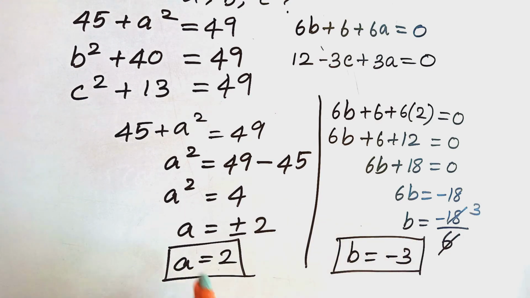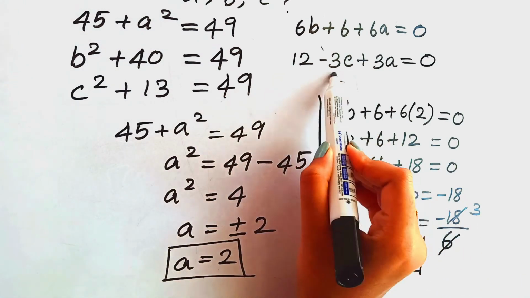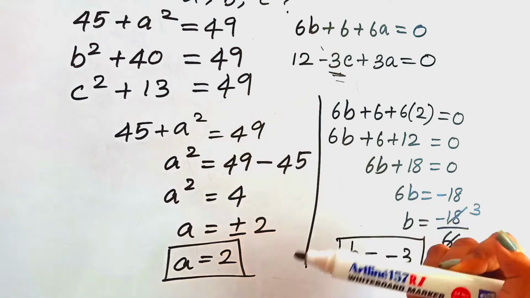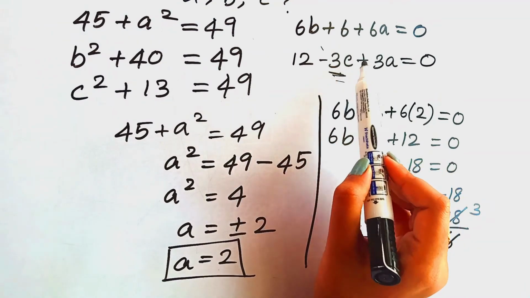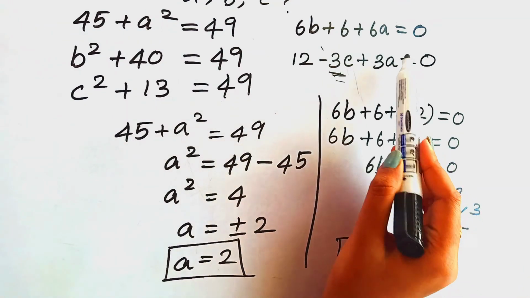So similarly now we know the value of a, we know the value of b. So here in this equation there is a c, right? So using these two we can now find c. So in this equation there is a, right?